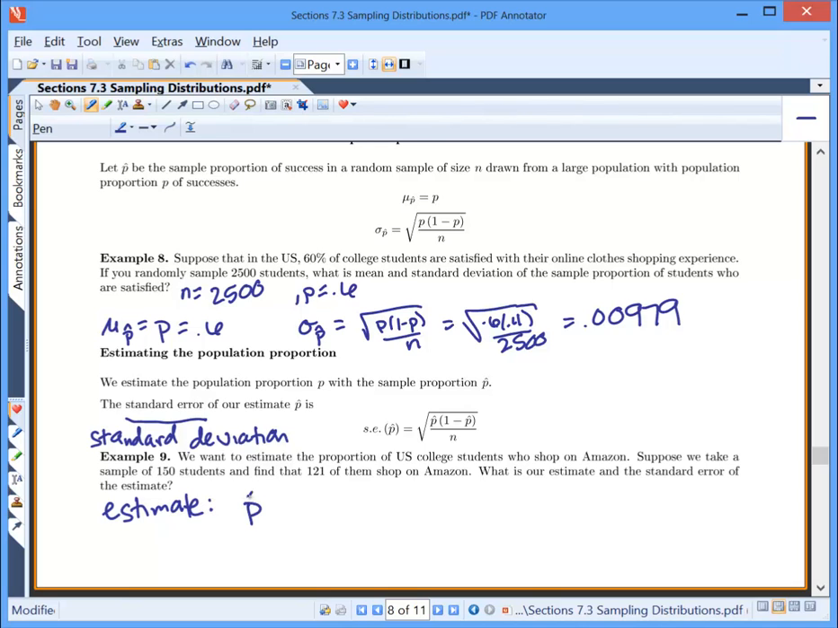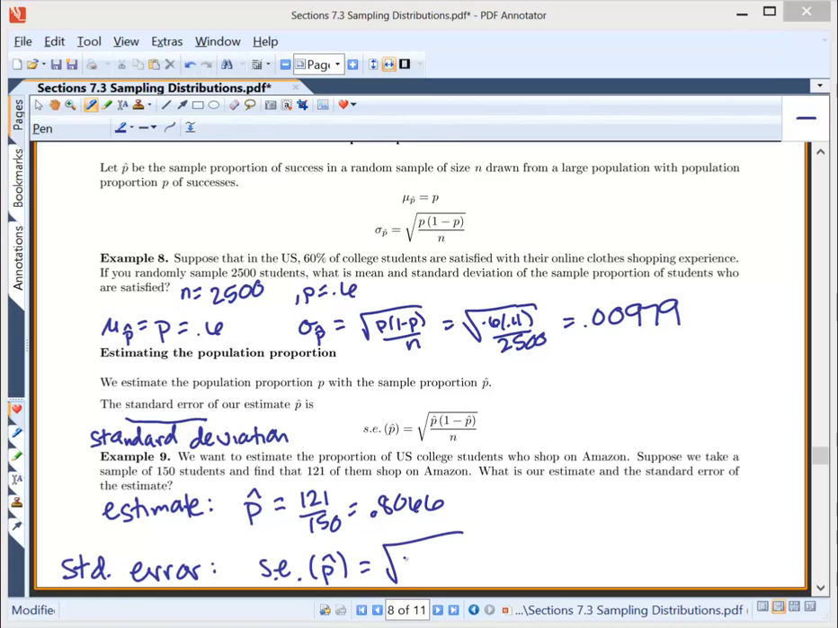So our estimate is our sample proportion, and in this case there were 121 people who said yes, 150 people in the sample, so it's 0.8066. That's the actual estimate, and then the standard error is SE of p hat, so we define it as the square root of p hat times 1 minus p hat over n.